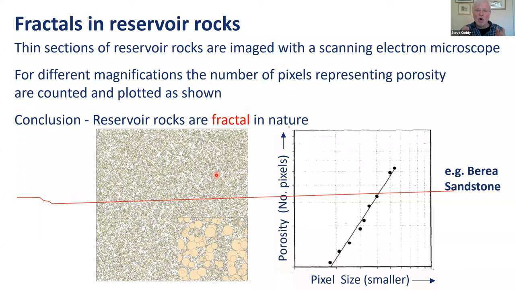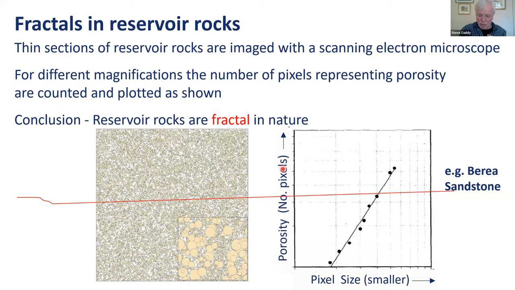Now, what all these studies have shown, and this is an example of Brea sandstone, is that if we plot the pixel size against the porosity, it's a straight line, which proves it's fractal. So that is very useful when we apply it to reservoir modeling.